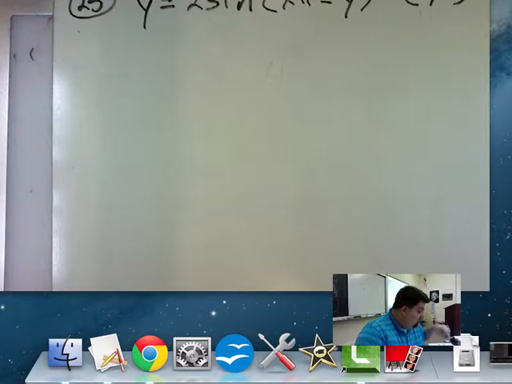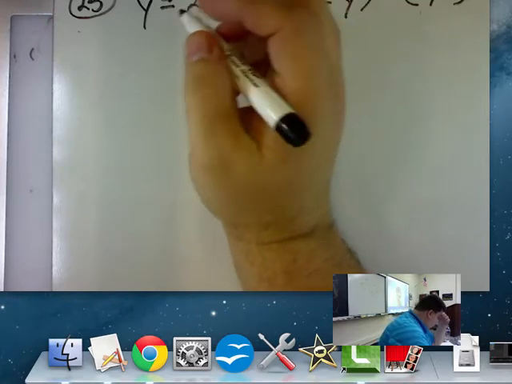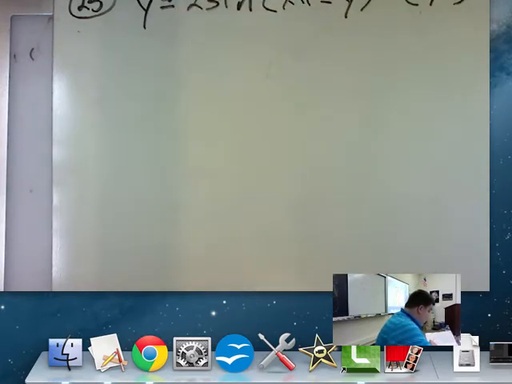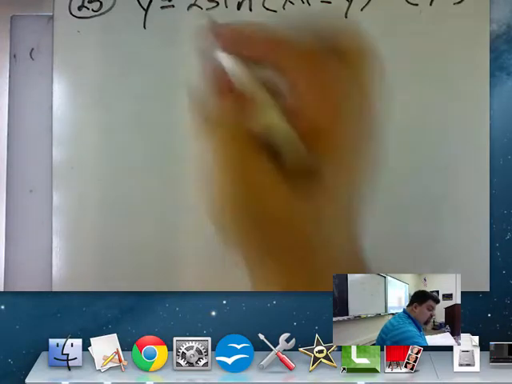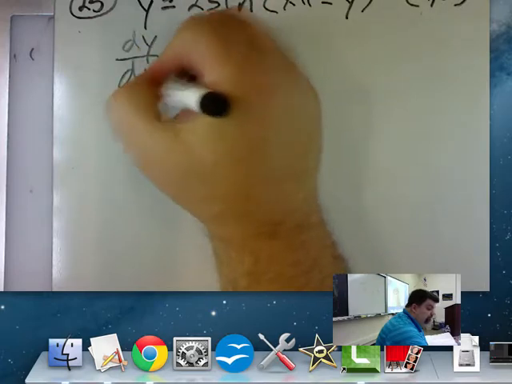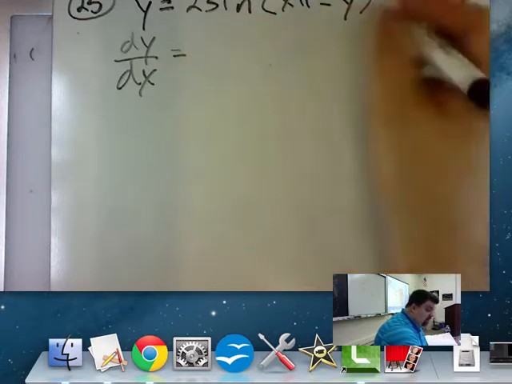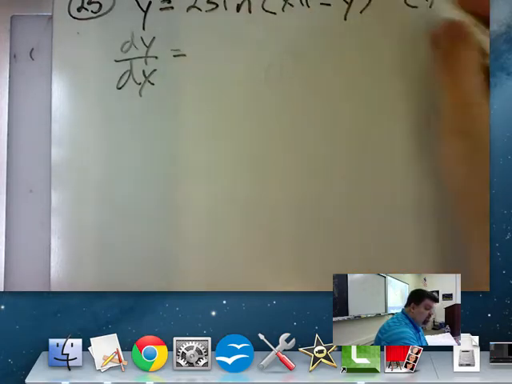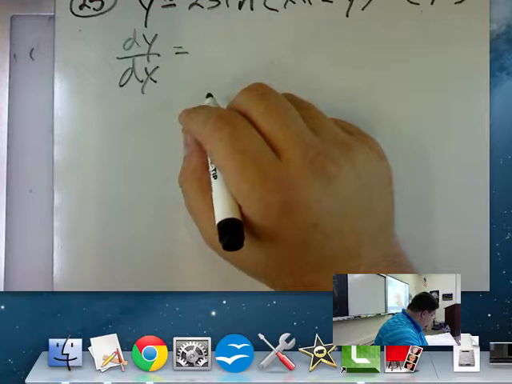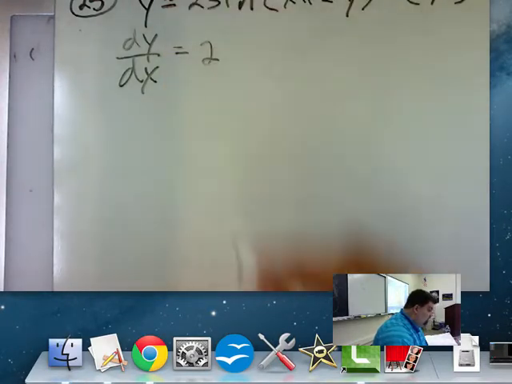So the first thing we need to do is differentiate this. This is a little bit more challenging, because we need to take the derivative of this. So if I take the derivative of y, it's just dy dx, right? And then we set that equal to, now this is where it gets complicated. We have 2 sine of all this stuff. So the 2 comes to the front.